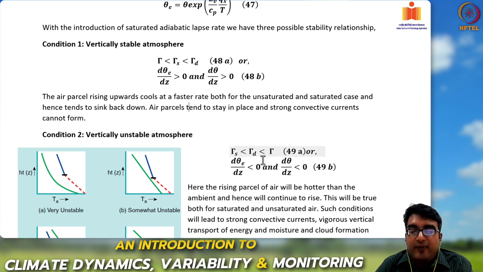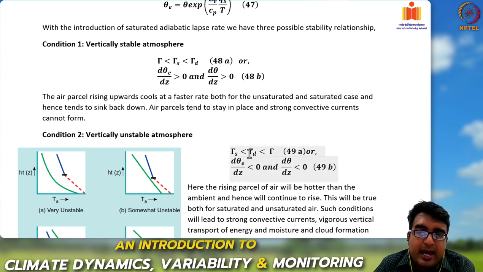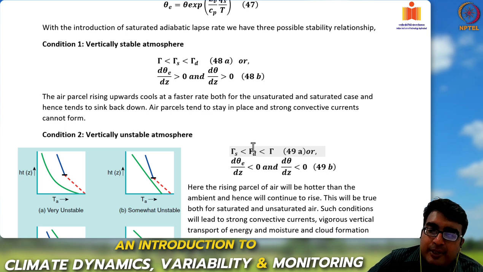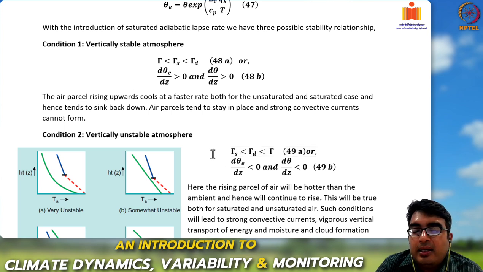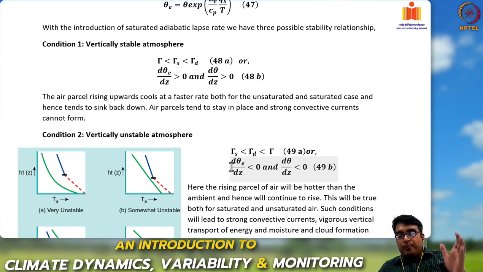Okay. So the environmental lapse rate is greater than both the dry adiabatic lapse rate and the saturation lapse rate. Under this condition, both for dry and moist air, the air parcel will be hotter than the prevailing atmosphere at any altitude and will tend to rise upwards. And here for the potential temperature case, d theta/dz is less than 0, d theta_e/dz is less than 0. So both equivalent potential temperature and potential temperature are decreasing with altitude.